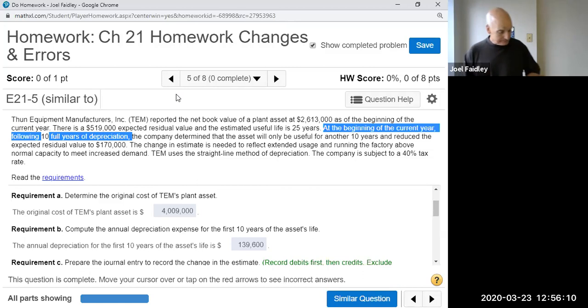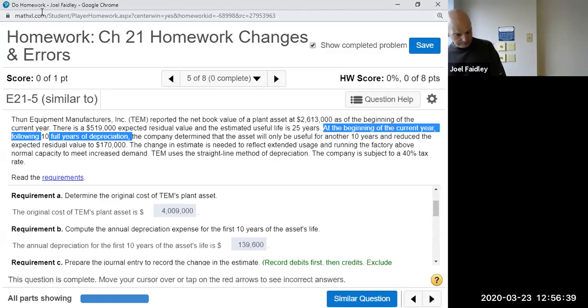All right, so what's the original cost? This is like a puzzle. What's the original cost? Because it tells you the value is 2613 after 10 years. So we're trying to go from 2613 back to the original cost. How do we do that? All right, well, let's go ahead to the scratch pad and see if we can figure it out. Let me go ahead and write down the answers here.